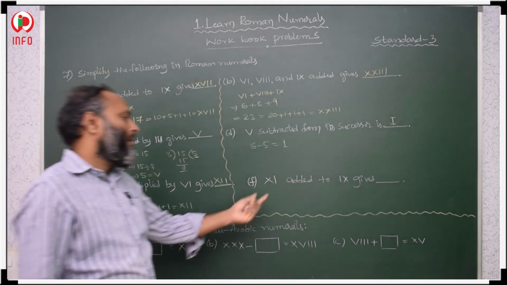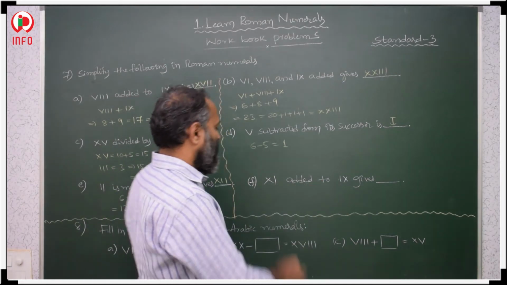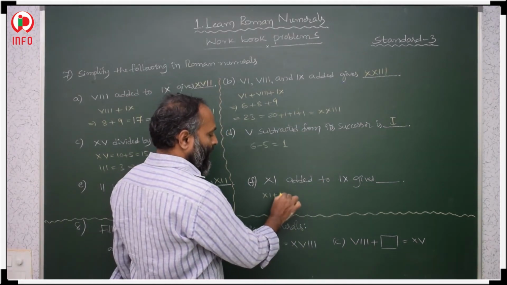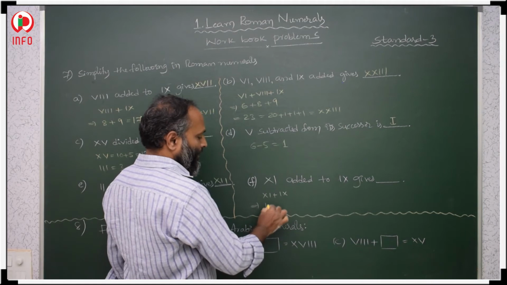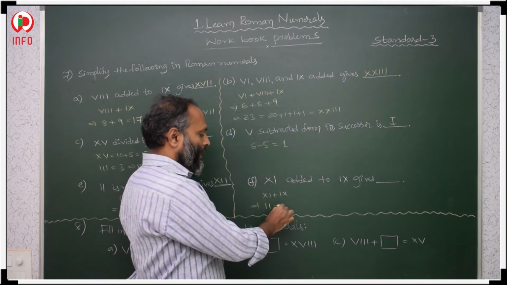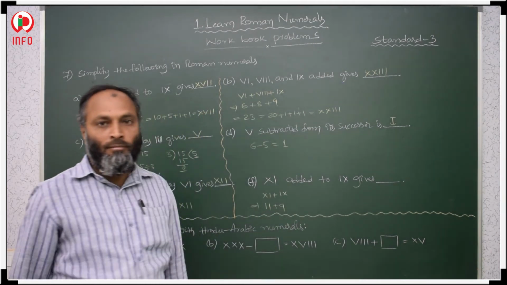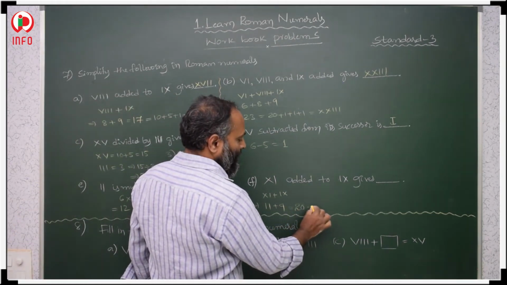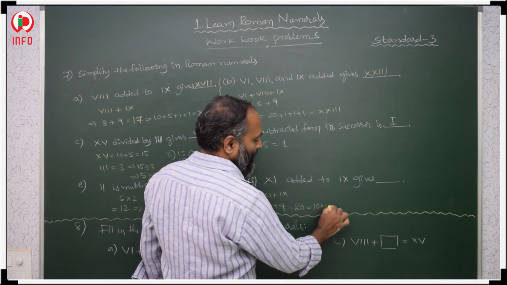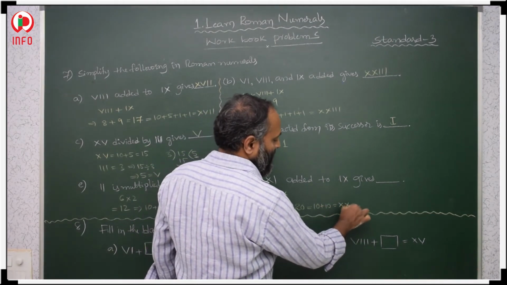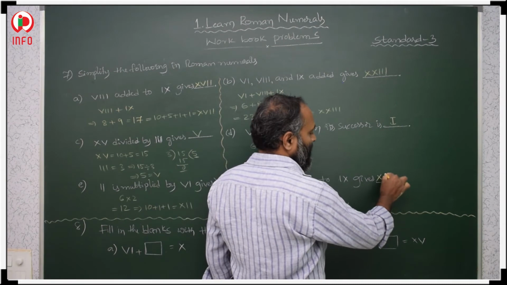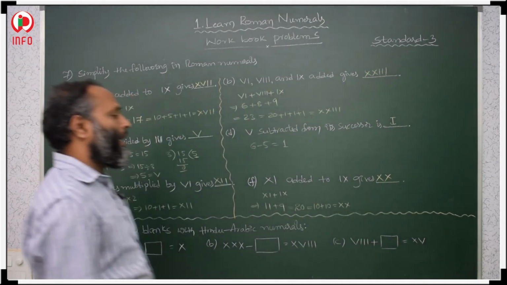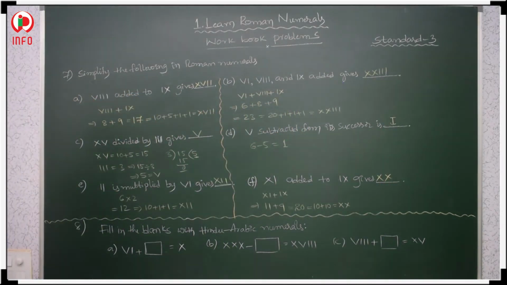Now XI is added to IX. XI means 11, then IX means 9. 11 plus 9 is 20. What is 20? 10 plus 10. That is X and X. It gives XX.